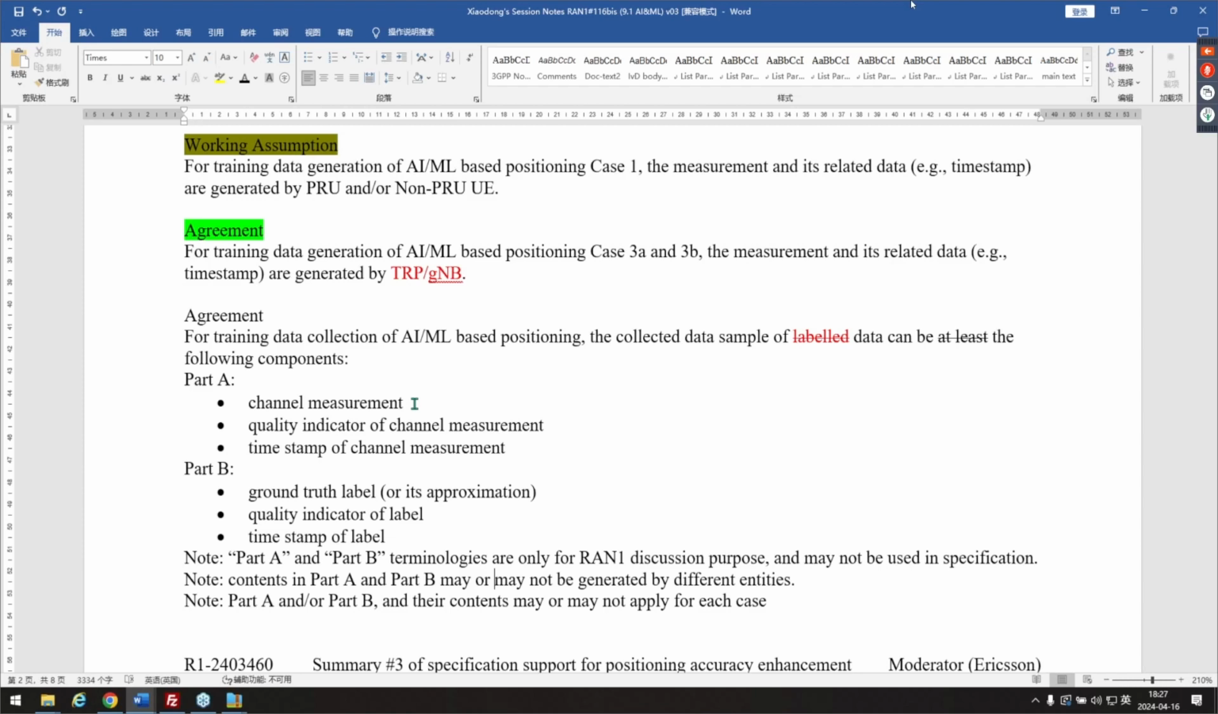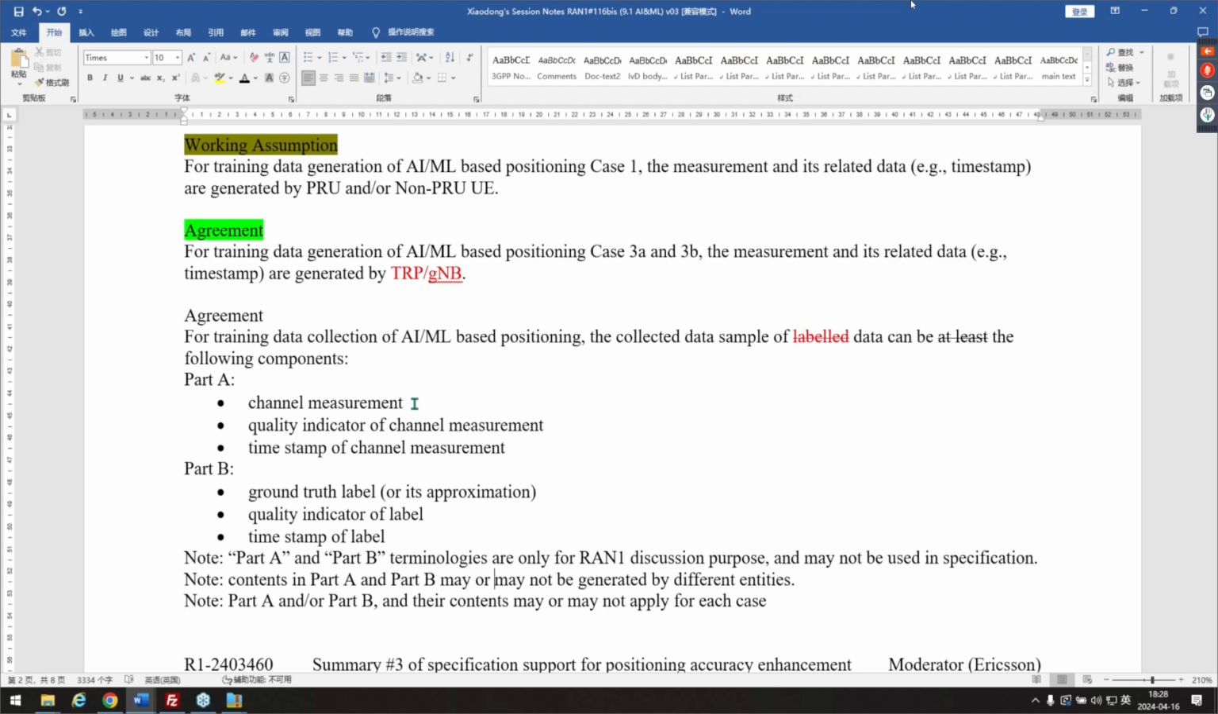Since last meeting, we have been using the terminology channel measurements to describe just generic measurements, and it can be post or pre-processed measurements. So I think we should just go with channel measurements, to be consistent with the terminology we've been using.